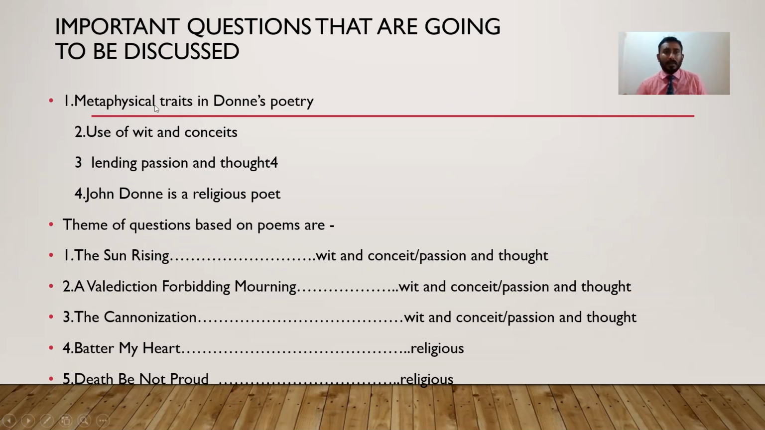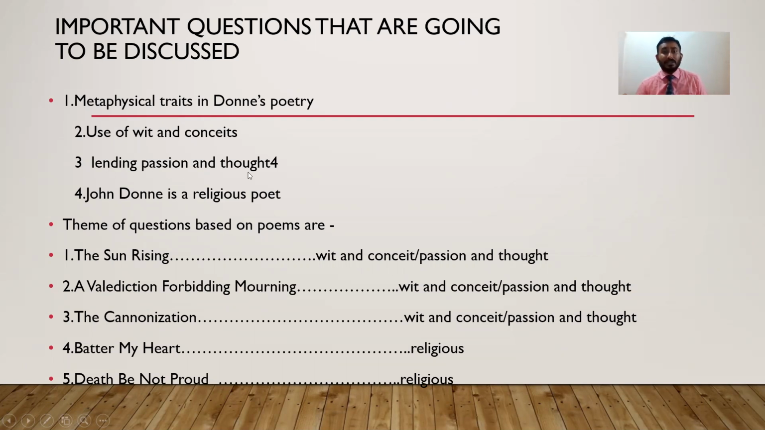First one, metaphysical traits in Donne's poetry. It's a very important question. Use of wit and conceit. It is very similar to metaphysical traits because wit and conceits are included in metaphysical traits. So there is very much similarity between the two questions.